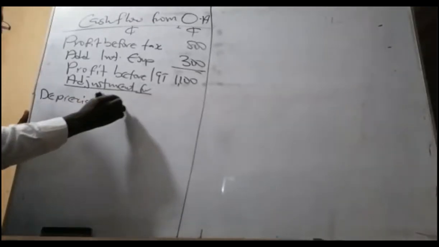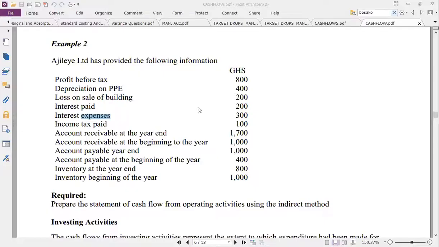No story of depreciation. The depreciation is 400. I'll put it here. You can also write it here. Good. Then the next items on the list: impairment or non-cash items, provisions. No. Okay, then we go to accruals and prepayments. No, for this question, no.